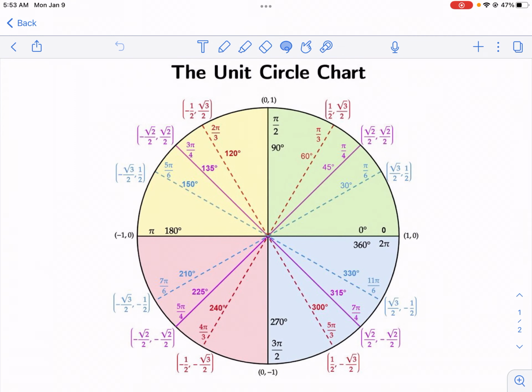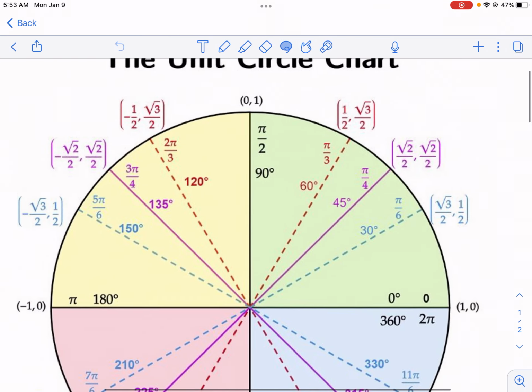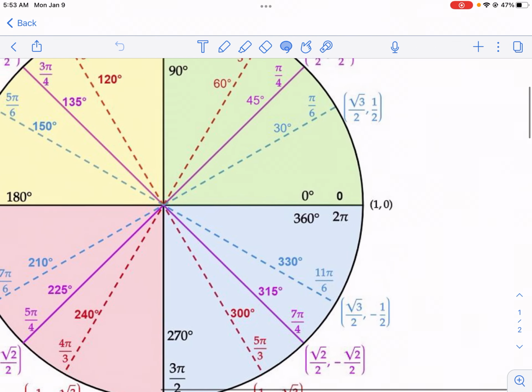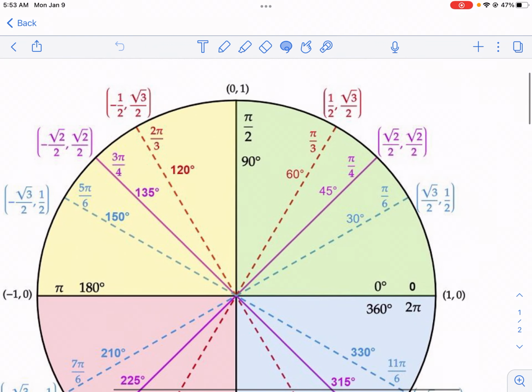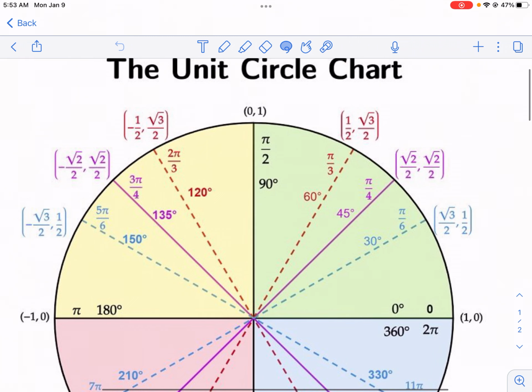So I'm going to switch over here to the unit circle chart. This is the absolutely necessary component of learning the unit circle. You need one of these charts. You probably should make one yourself. After referencing it for a while, being able to create it yourself is very important. There's a lot going on here, so I'm going to break down the basics of this unit circle chart.